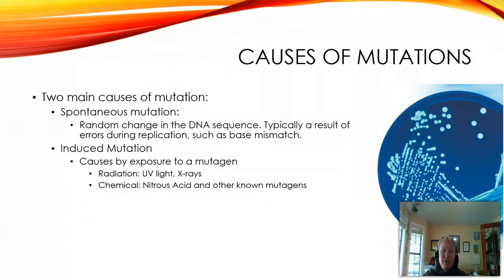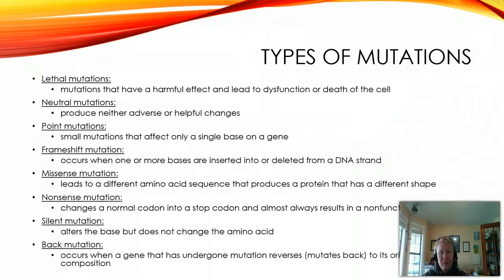So there's two different types: spontaneous, which happens naturally within the cell, and it's a mistake due to natural cell machinery. And then there's the induced, which is chemical or radiation or environmental exposure based.